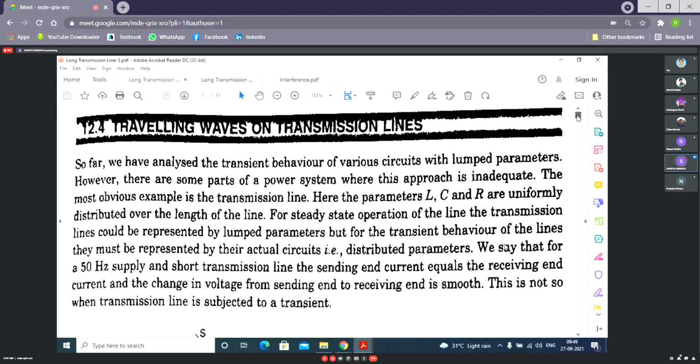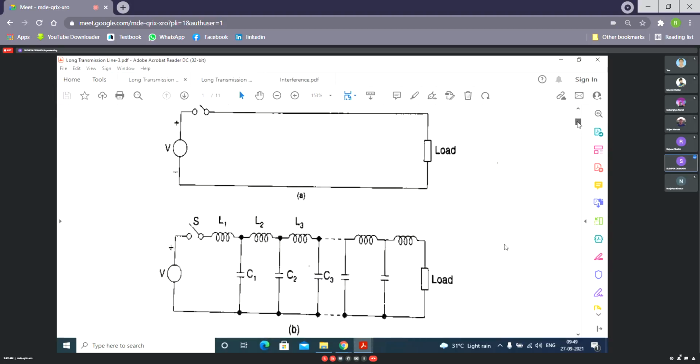You see, long transmission lines are like this. We are considering lossless transmission lines. So this is L, this is C, and this is another LC. All are distributed throughout the length of the line. They are not concentrated. So what happens? Suppose the switch is closed.